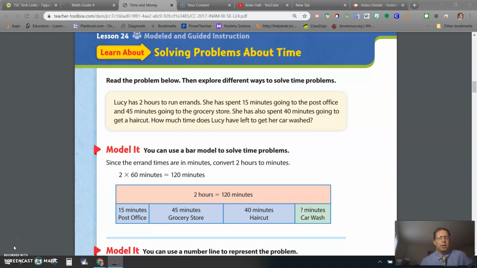Lesson 24, day 2. We'll see how this goes because this is like my third attempt in recording this.